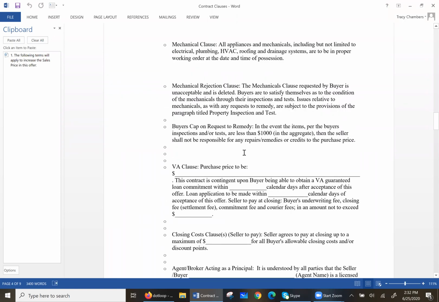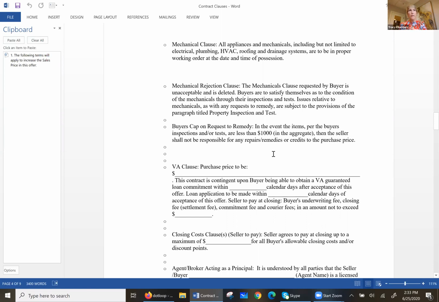Okay, buyer's cap on the request to remedy. So some people use this. I think it can be a little confusing, but it basically is saying that, hey, during the request to remedy, we're not going to nickel and dime you for the little stuff. In the event the items per the buyer's inspection standard or test are less than $1,000, then the seller will not be responsible for any of these. So, Mr. Seller, we're not gonna bother you about a broken seal or if the boot has come released on the side of the yard where the drain pipe is. And it makes them feel better about accepting your offer.